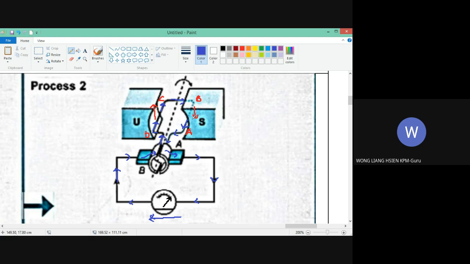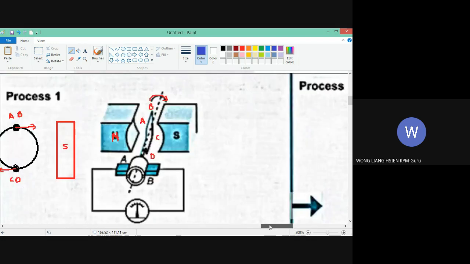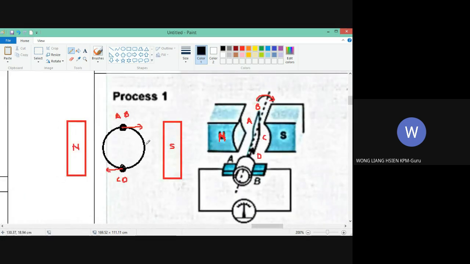So here, the direction of cutting is 90 degrees. That means the coil moves until here. A, B, C, D. This is A, B, this is C, D here. So the direction of cutting is like this. You see this one going down, this one going up. So the direction of cutting is 90 degrees to the magnetic flux. Magnetic flux is north to south.